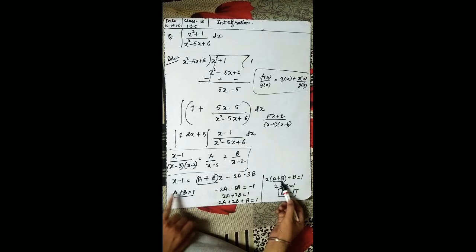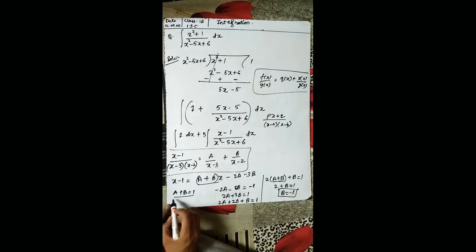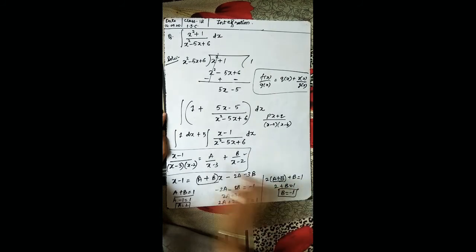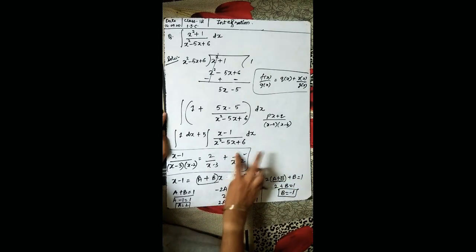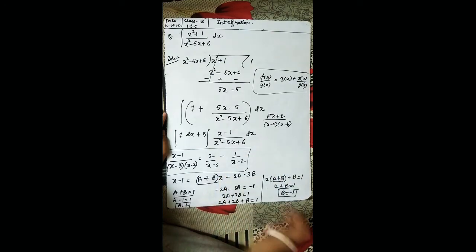We have a plus b equal to 1, so I've substituted the value of a plus b. So 2 plus b equal to 1, take 2 that side, so b equal to minus 1. So from here a minus 1 equal to 1, so we got a equal to 2. Now put in this one, so in place of a we can put 2, and in place of b we are putting minus 1, so it will be like this.